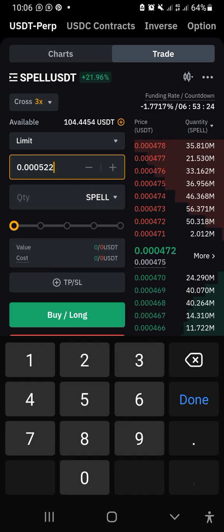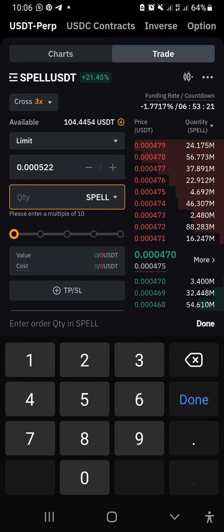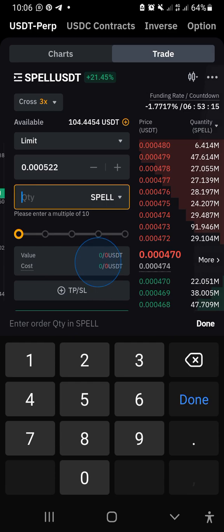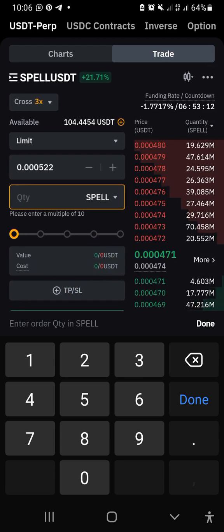Now the quantity that you want to buy, you put it here. Here you'll see the amount is going to be in USDT, and they will also multiply it. The value is what you get when they multiply it by the leverage, and the cost is the amount you are paying, the USDT that you are entering. So let me say 500. You can see 500 is giving me 0.007, so I need to adjust it.